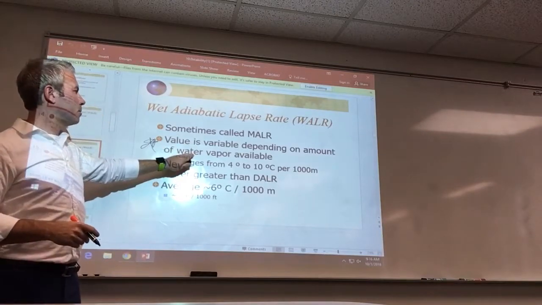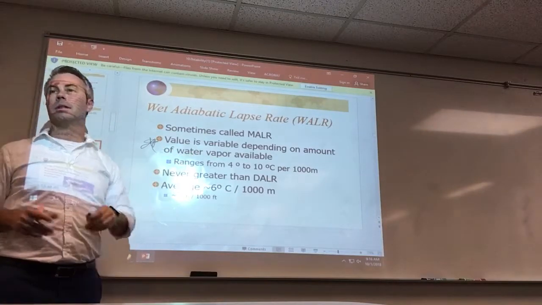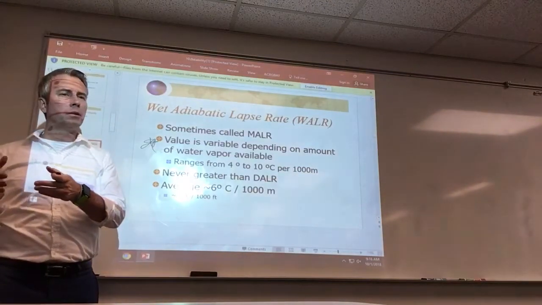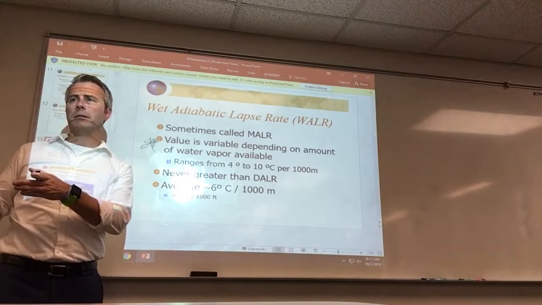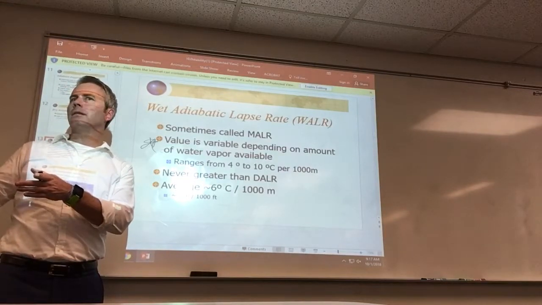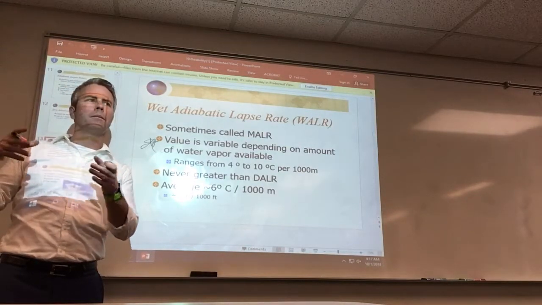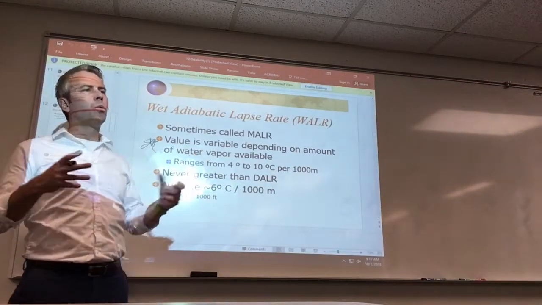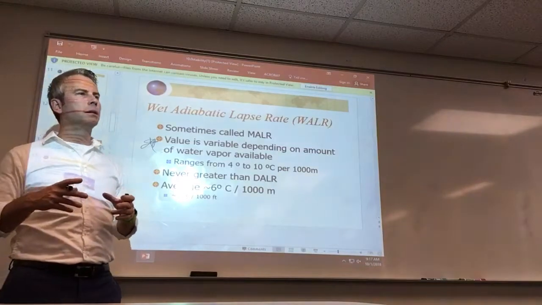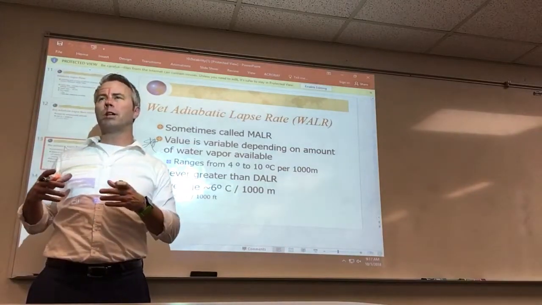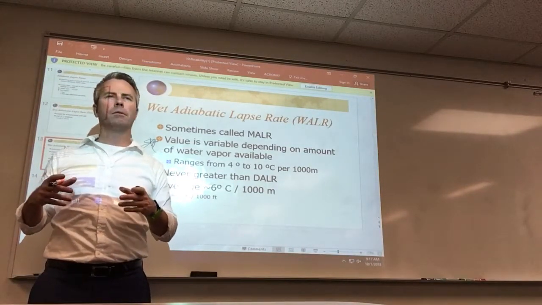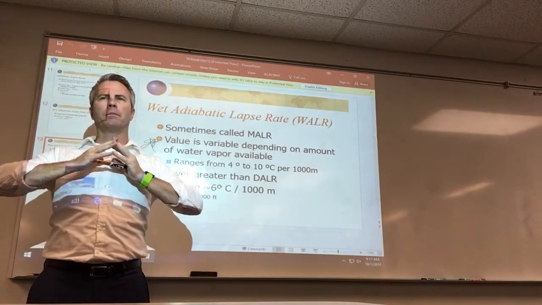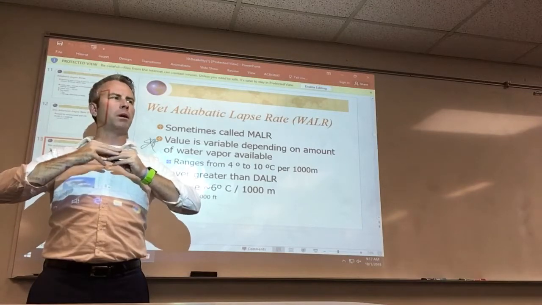The value is variable depending on the amount of water vapor that you have in that air, which makes sense, doesn't it? A drier air mass is probably going to follow closer to the dry rate, right? It's going to be more on the 8, 9 degrees per 1,000 meters. Whereas if you have more water vapor in that air pocket, it's going to take longer for it to change temperature, right? Why is that? Think back to your exam. What do we talk about with water? Latent heat.